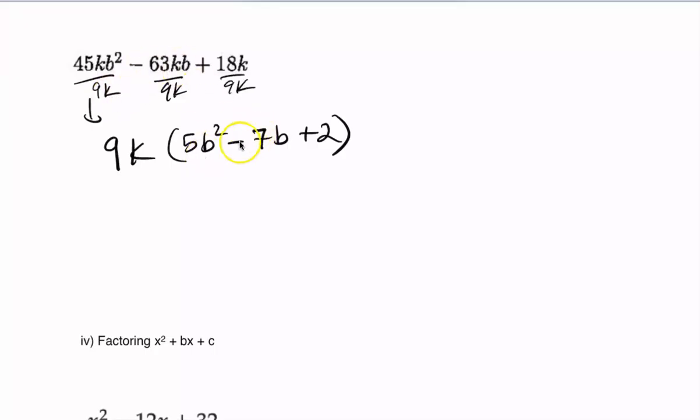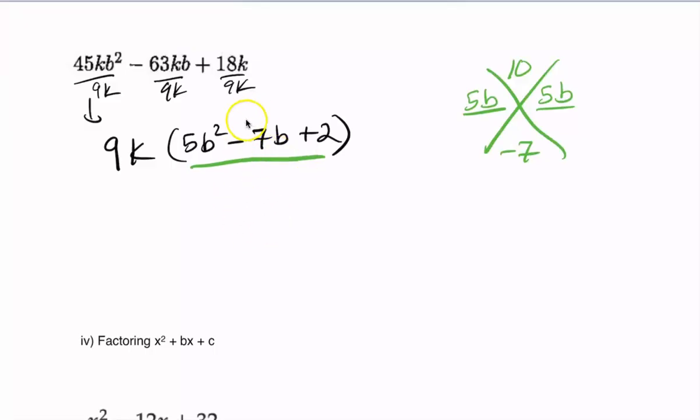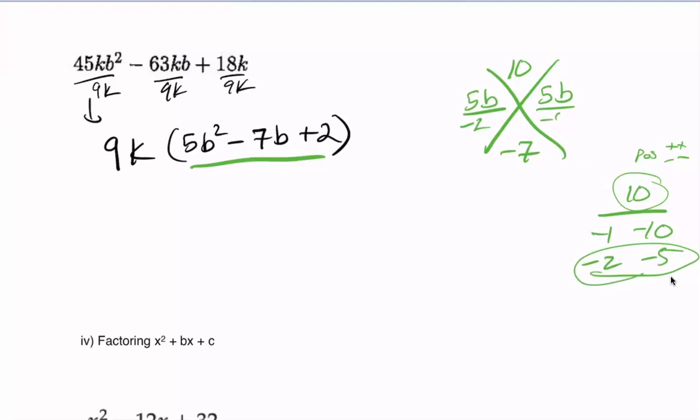Now it looks much easier. I can just factor this one, and we're going to do the big X again. So 5 times 2 is 10, negative 7. Put the 5b here and the 5b here, as always. Now I need to find the two things that multiply to get 10, but add to get negative 7. That part never changes, so you just have to know your factors. Keep in mind, it's positive, so they have to be the same sign. Anytime this is positive, it's either plus plus or minus minus. And it's going to be minus minus because it's negative 7. So in this case, negative 2 and negative 5 work.